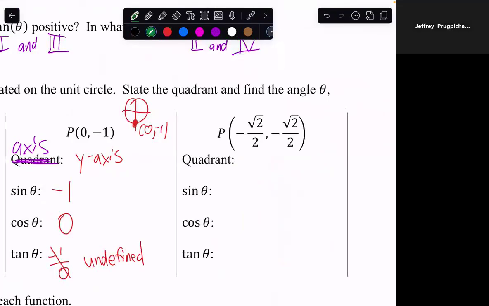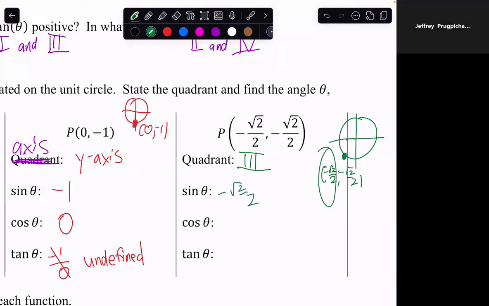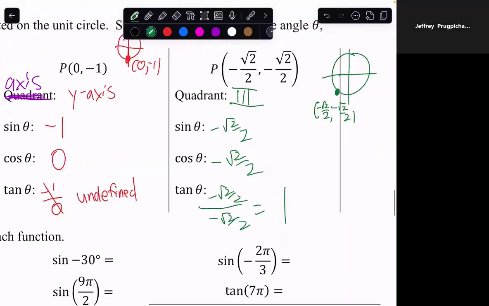Okay, and then over here, negative x coordinate, negative y coordinate, so that's going to be over here. So that's quadrant 1, 2, 3. Sine, the y value, negative radical 2/2. Cosine, the x value, also negative radical 2/2. And tangent, y divided by x. You're dividing it by itself, and negative divided by negative is positive.